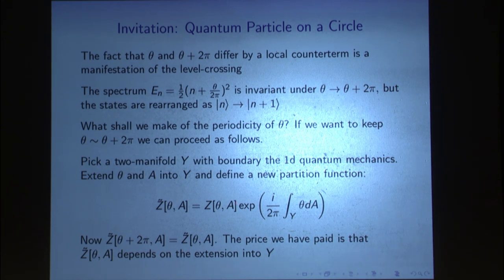So tilde z has the old partition function, z of theta and A, and then it has this classical term, this integral over Y. This integral over Y depends only on theta and A, that's why I called it a classical term, but not on the dynamical field q. So all the dynamics is still happening in quantum mechanics in one dimension, but we have some classical term here. Once we define this new partition function, the advantage is that now theta is exactly 2 pi periodic, even in the presence of this U(1) gauge field A.